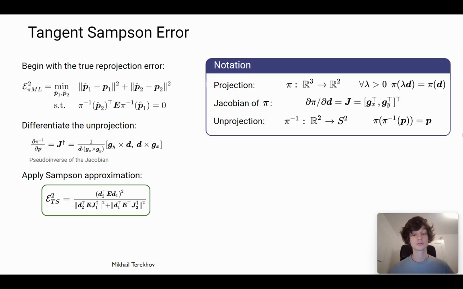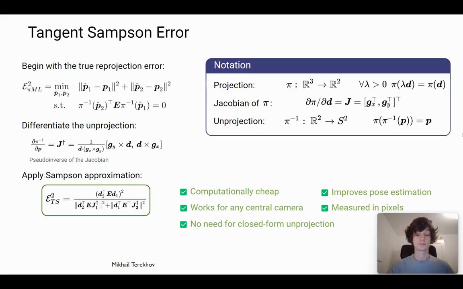This formulation enjoys several nice properties. First of all, it's computationally cheap. As you can see from the formula, it's only slightly more computationally expensive than the Sampson error that you would compute in the pinhole case. Next, it improves pose estimation. As we show in the paper, it favorably compares in RANSAC with other error formulations.